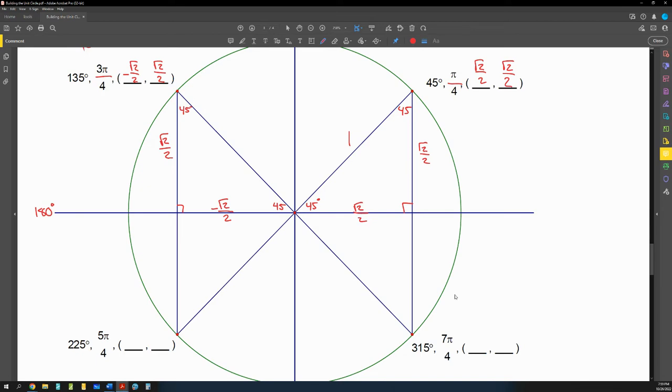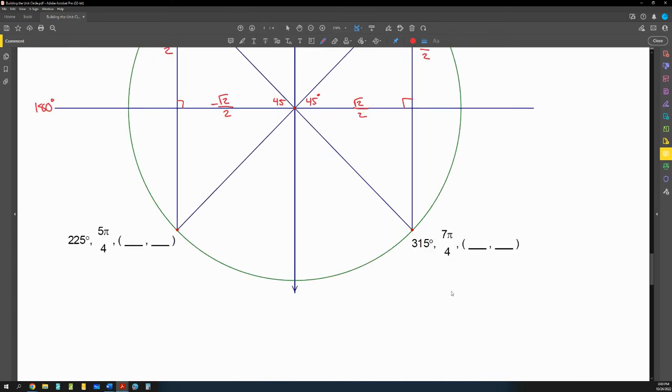In quadrant 3, 225 degrees or 5 pi over 4 radians, we have, again, a hypotenuse of 1. For the reference angle, the difference between 225 and 180 is 45. So we have a 45, 45, 90 triangle if we drop a perpendicular from that endpoint on the unit circle. We have our horizontal component, and our vertical component is also negative root 2 over 2. So the coordinates of the endpoint on the unit circle are negative root 2 over 2, negative root 2 over 2.